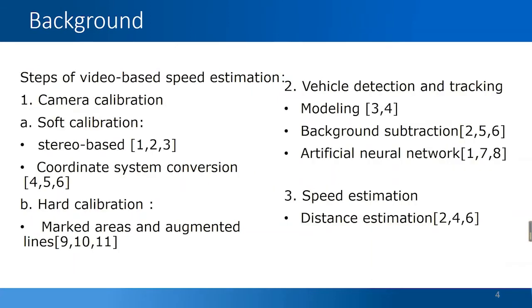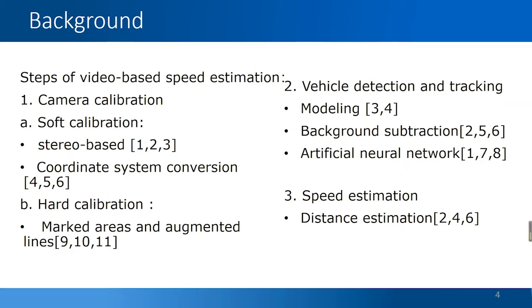The steps of video-based speed estimation are as follows. The first is camera calibration. This step is divided into soft and hard. Stereo-based and coordinate system conversion are soft calibration. Marked areas and augmented lines are hard calibration. The second is vehicle detection and tracking. This step is often addressed by either modeling, background subtraction, or neural networks.